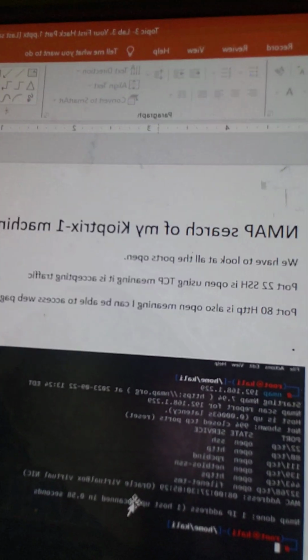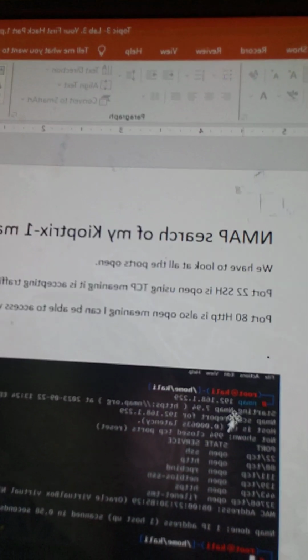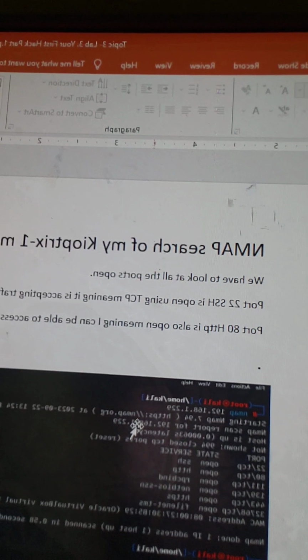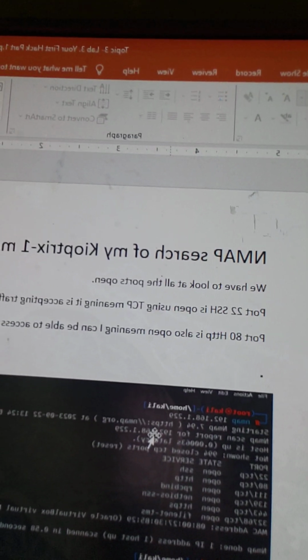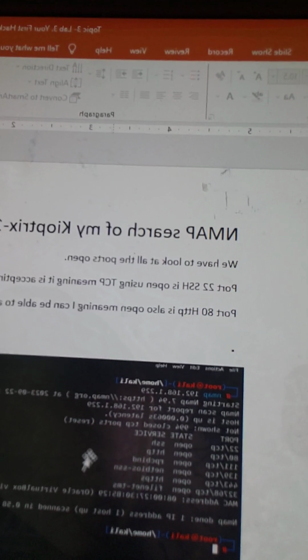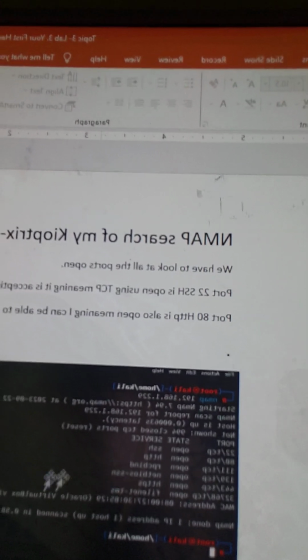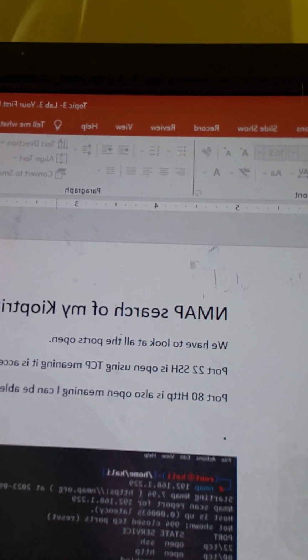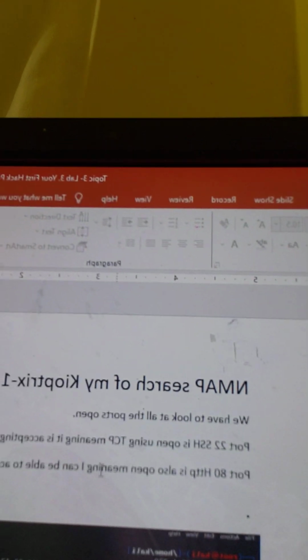From here, I am going to do an Nmap. I'm going to scan that particular IP address of my Cubtrix machine to discover the ports which are open on my system. So right here, as you can equally see, a scan of the Cubtrix machine showing open ports.